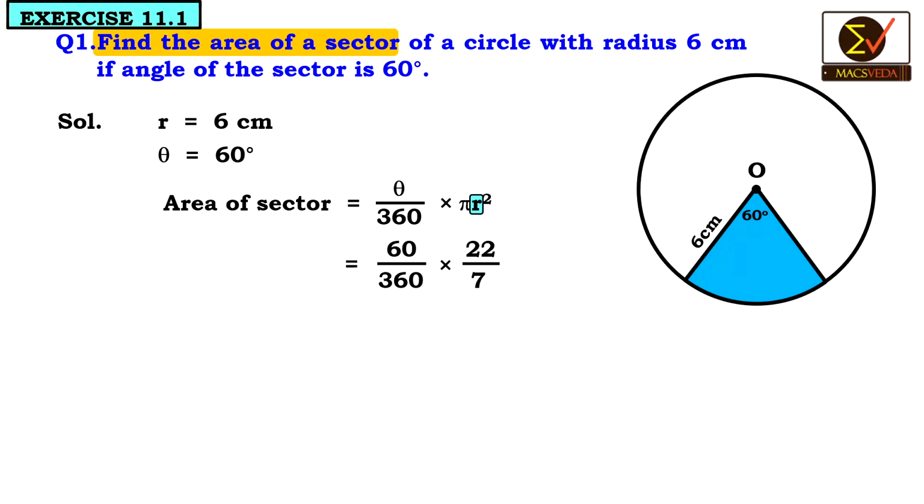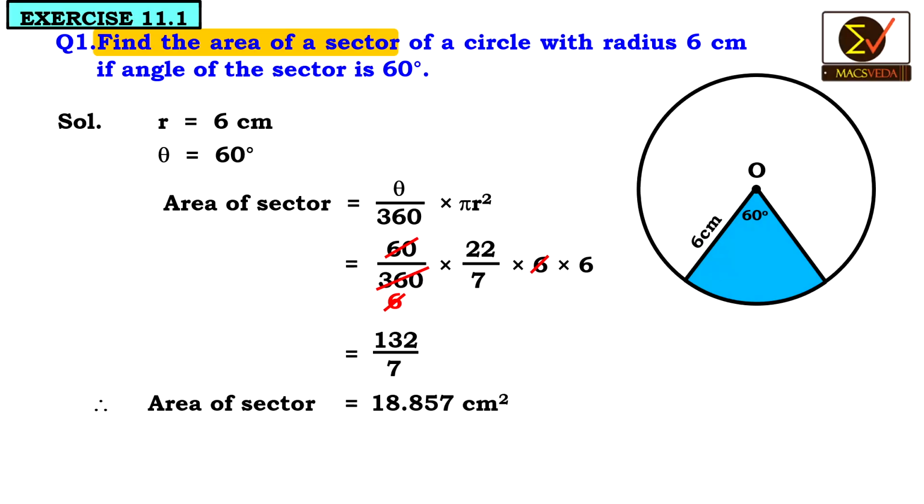Radius is 6. So 6 square, 6 into 6. So upon simplification, 60 is 6 times 10, and 6 cancels with one 6. So you get 22 into 6, 132 upon 7. So when you simplify this, you get area of sector is equal to 18.857 centimeter square.